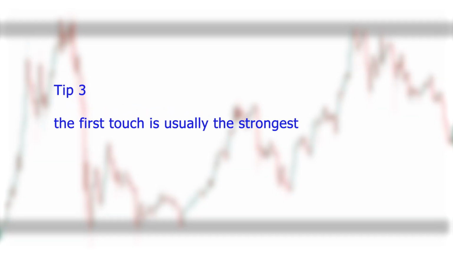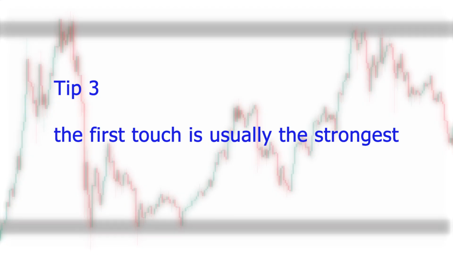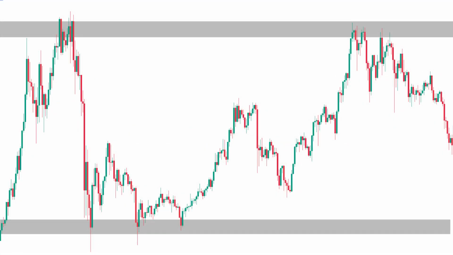Tip 3. The first touch is usually the strongest. One of the most important principles in price action is simple. The first touch matters the most. Why? Because when price reaches a level for the first time, most of the resting orders are still sitting there. That's why the reaction is often strong and immediate. But on later touches, many of those orders have already been filled, which usually leads to smaller reactions. This is why many professional traders focus heavily on first touches.